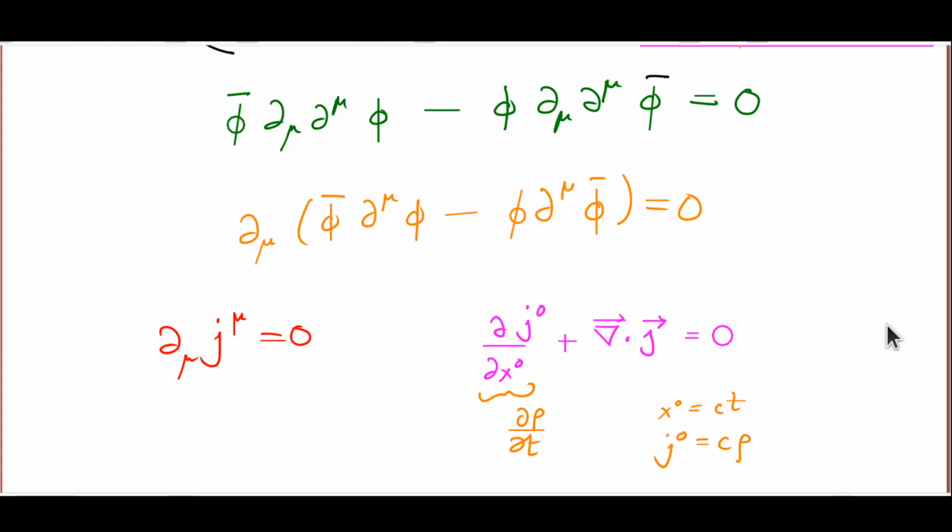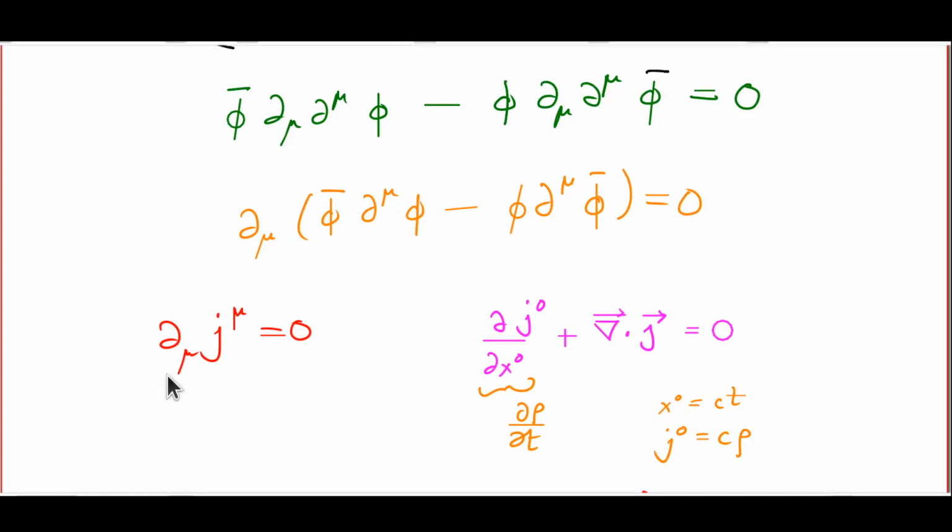identify x0, of course, with ct, but that will necessitate us to identify j0 with c rho. So this j mu 4-vector has 4 components: c rho, j1, j2, j3. Once again, the 4 components of a 4-vector must all have the same dimension. This extra factor of c on the density ensures that in the resulting thing, all the components have the same dimension. From our derivation so far, j mu could be phi bar del mu phi minus phi del mu phi bar or any of its multiples.